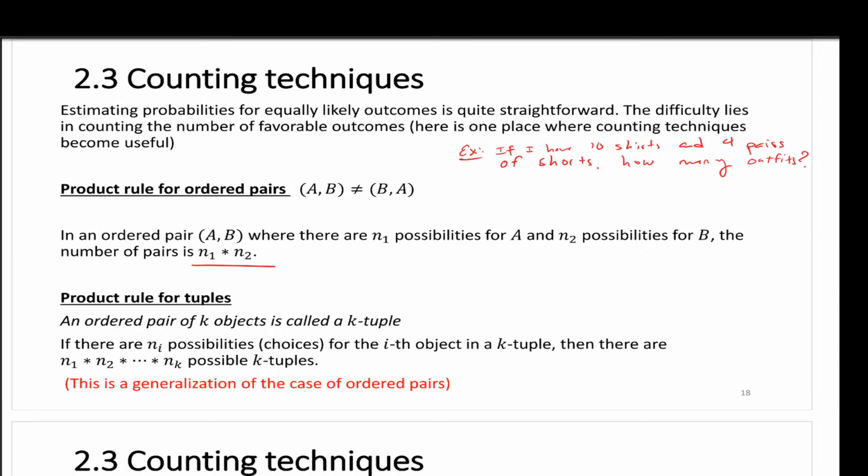Okay, let's see. So how many outfits would be possible here? Well, for each of the 10 shirts, I can pair it up with any of the 4 pairs of shorts. So for shirt 1, I have 4 possibilities. Shirt 2, I have 4, and then 4. 10 times, so that's 40. 40 outfits. Which is really just 10 times 4, which is what the product rule is saying. For each of the first objects, you have however many of the second object that you can pair it with. And that's the product rule.